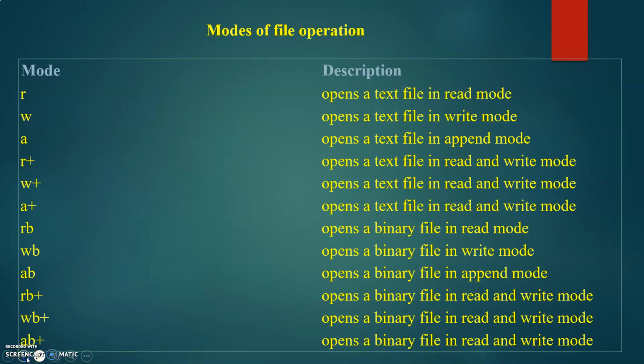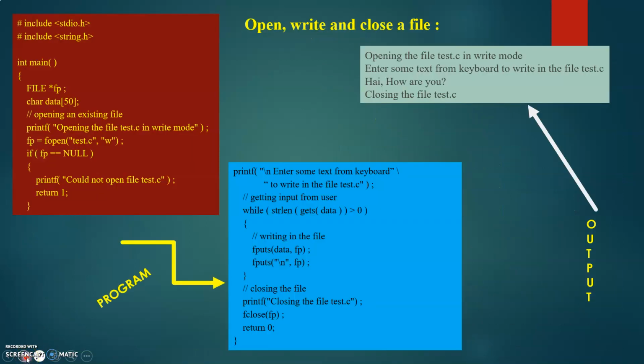Okay, so come to the next slide. I am giving you an example that opens a file, writes, and closes the file. So first I start the program with #include <stdio.h> and #include <string.h>. When I am using string.h, it is quite clear that I am going to use some string functions inside it. So first the program starts with int main. This is the basic way of writing a file program also.